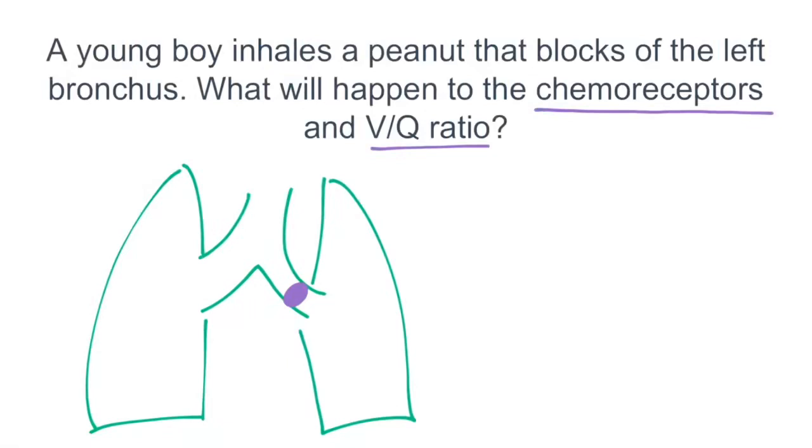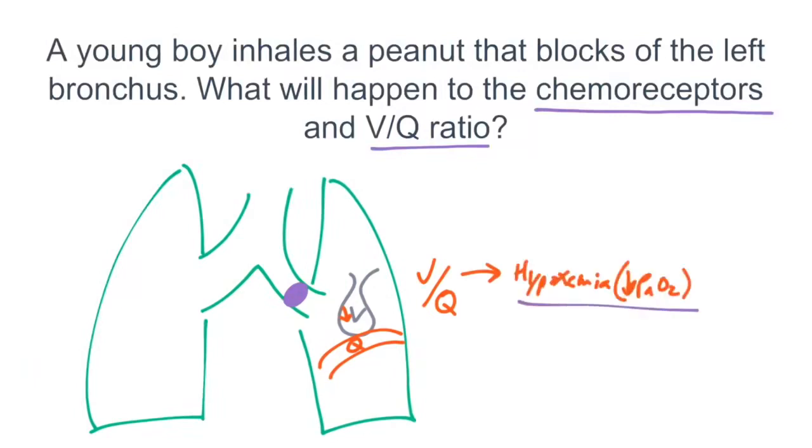Well, starting with the VQ ratio, we can see that the alveoli here are being poorly ventilated, so decreased ventilation. And the capillaries are perfused as normal, except for the hypoxic vasoconstriction that will occur. In other words, the ventilation to perfusion ratio is significantly altered, resulting in hypoxemia. The hypoxemia will stimulate the peripheral chemoreceptors, which will then increase respiratory rate.